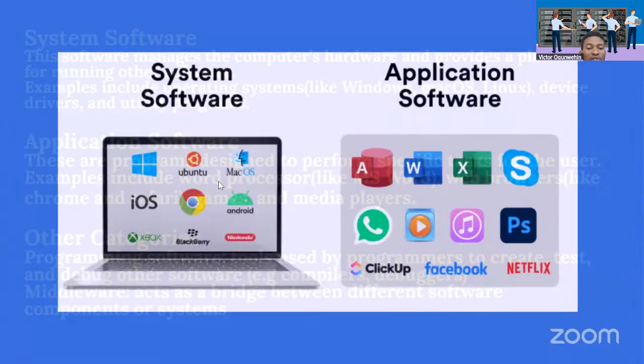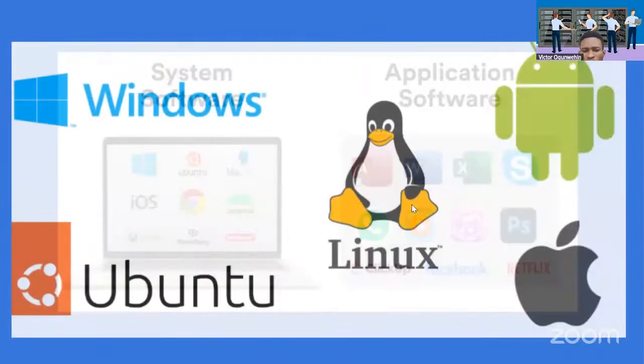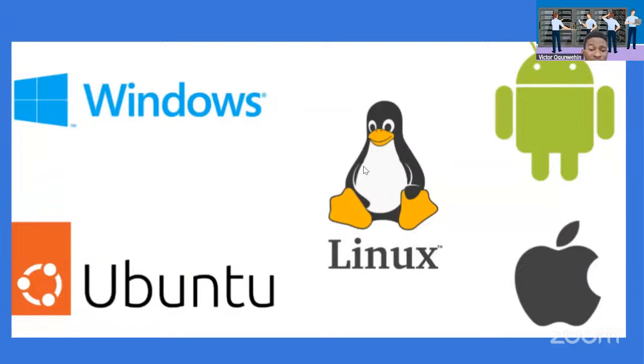So we have different kinds of system software, or I mean operating systems. It's iOS. This is a Windows logo. Ubuntu is an operating system. Android is an operating system. You need to understand that. And we have several application systems. These are millions and thousands: Microsoft Access, Microsoft Word, Microsoft Excel, Skype, WhatsApp, Windows Media, Photoshop, ClickUp, Facebook, Netflix. A lot of application software is there. These are still operating systems: Windows, Ubuntu, Linux, iOS, and Android.